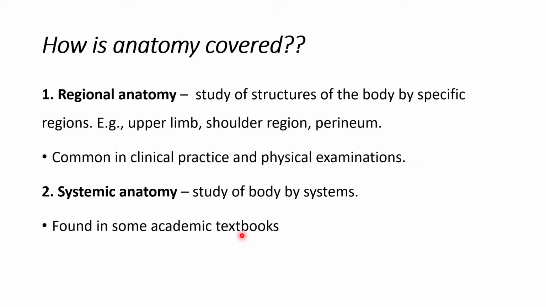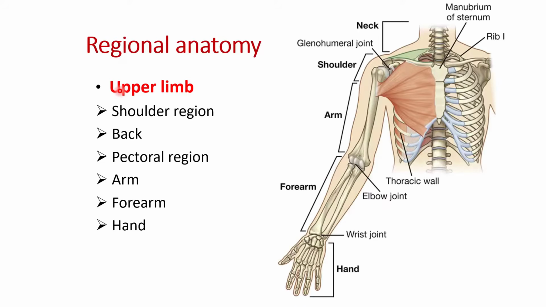So these are the two ways in which anatomy is covered: regional anatomy and systemic anatomy. Some universities usually cover it as regional anatomy, including the University of Nairobi. Okay, so we'll try to delve into regional anatomy.